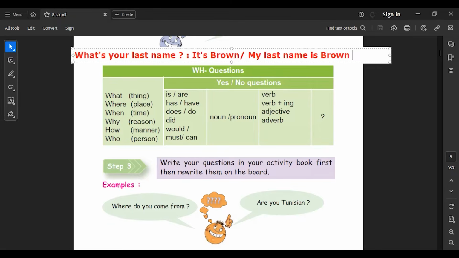So pay attention to this thing. So what's your last name? So it's Brown or my last name is Brown. Now this is about the WH question.